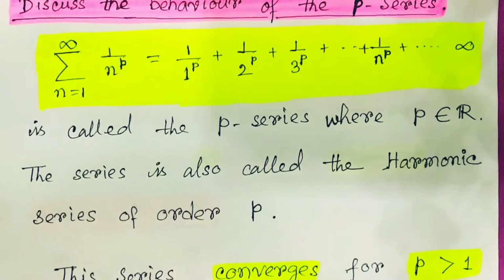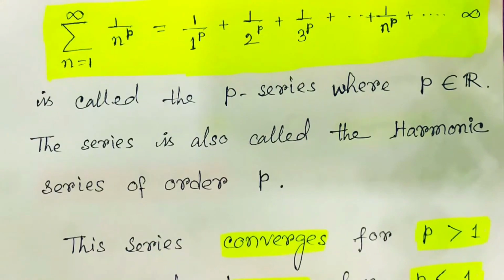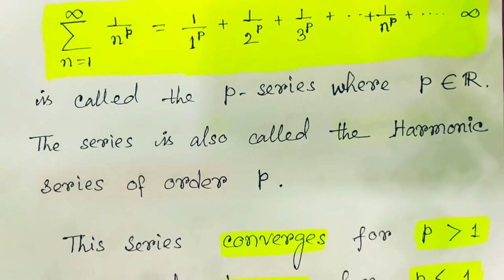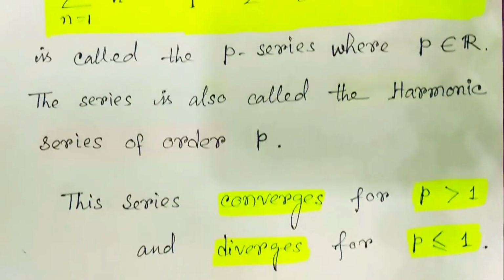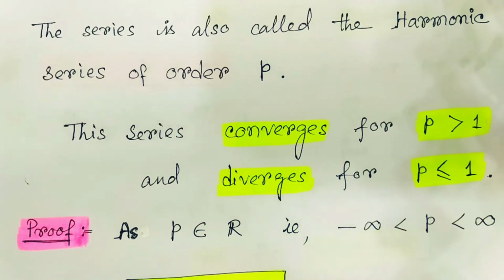So remember, P should lie in the set of real numbers. That means any real number may be considered as the P value. So this P series, we can say it is convergent for P greater than 1 and it diverges for P less than or equal to 1. So how can we say so?